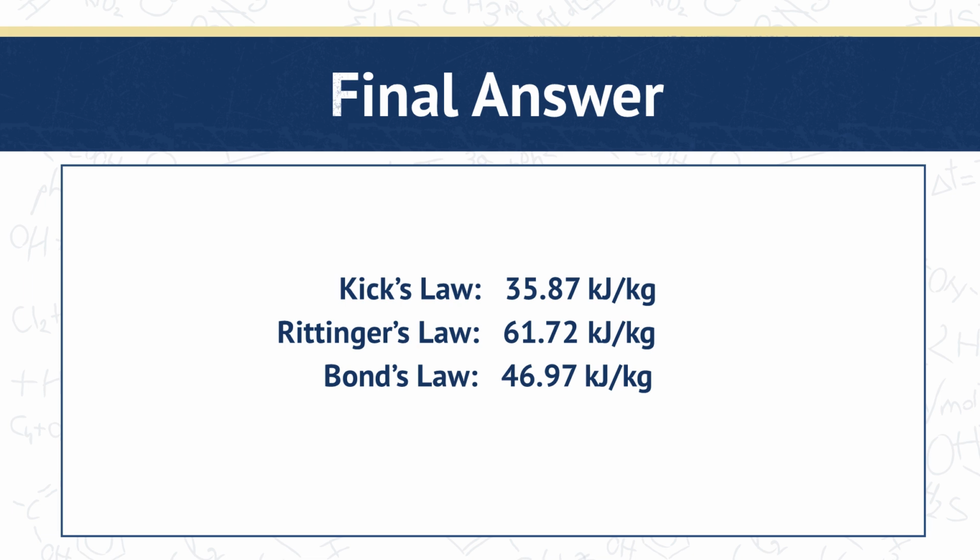So to summarize, here's the calculated energy values for the three laws. Each method gives us a different result based on its assumptions. The choice of law depends on the nature of the material and the scale of size reduction. In real applications, Bond's law is often the go-to method because it balances the assumptions of the other two. And with that, we've solved our first size reduction problem. Let's move on to the next one.